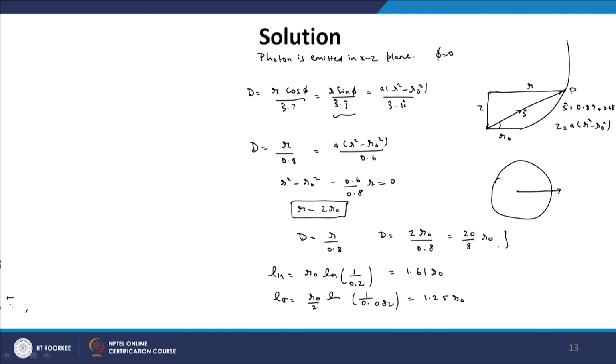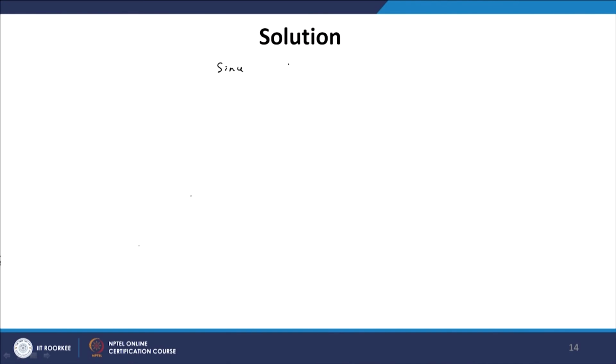So, what we find from this is that definitely the photon will undergo absorption and scattering, because the distance travelled by the photon before it hits the surface is large. So, since d is greater than L kappa, greater than L sigma, the photon will undergo absorption and scattering.